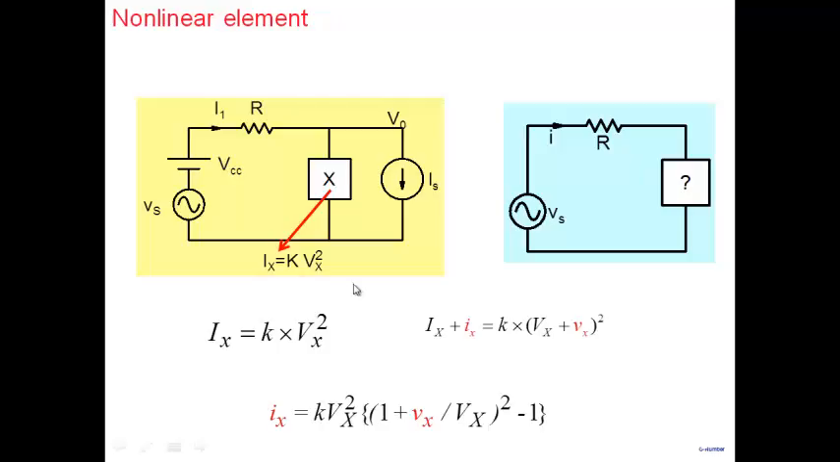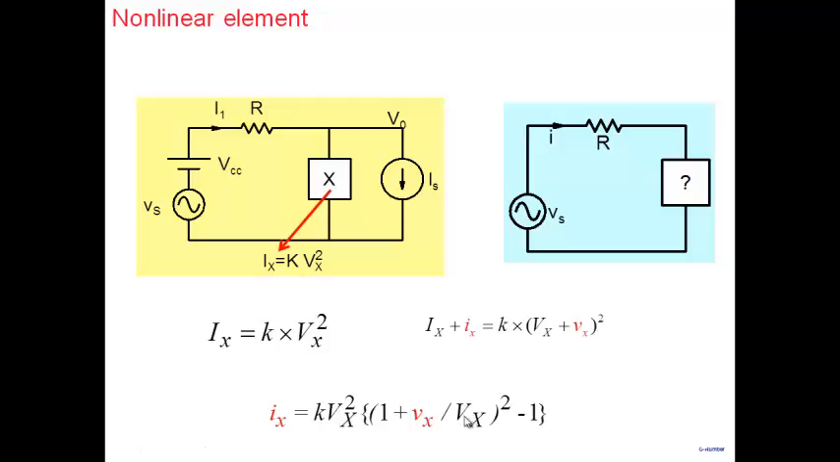Now, do you notice something? This is the model, fine. But to use the model, what do I need? K is a constant. What do I need? I need the DC value, right? I need this base value, capital Vx here and capital Vx here. Without the DC value, I don't have this particular model.